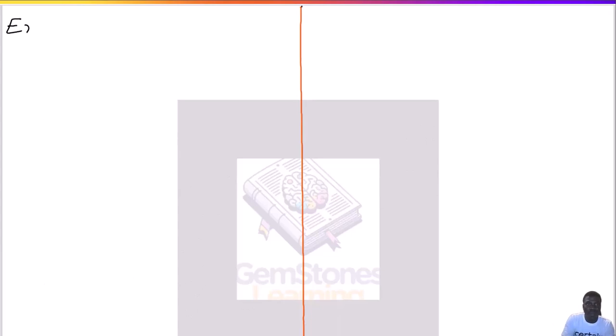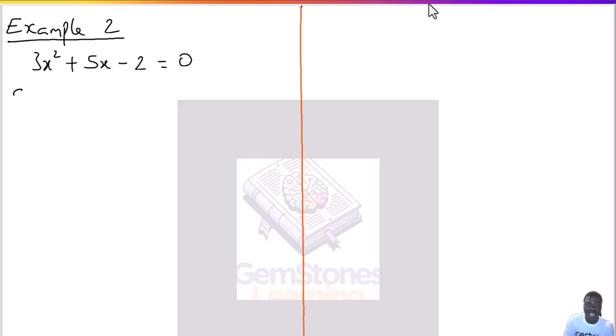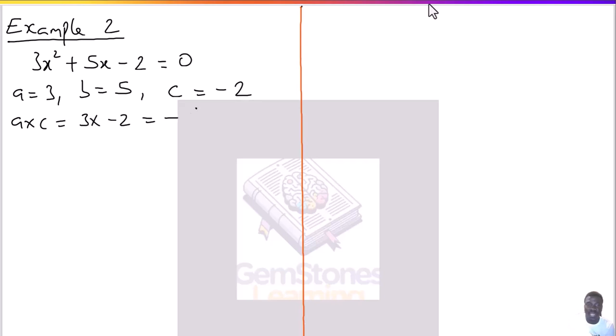Now for example 2, we have 3x squared plus 5x minus 2 is equals to 0. What is the first step? Bring out your a. Our a from here is 3. Our b is equals to 5 because it's positive, and our c is equals to negative 2. So multiply a and c, that's the next step. So a times c is equals to 3 times minus 2, and that is equals to negative 6.